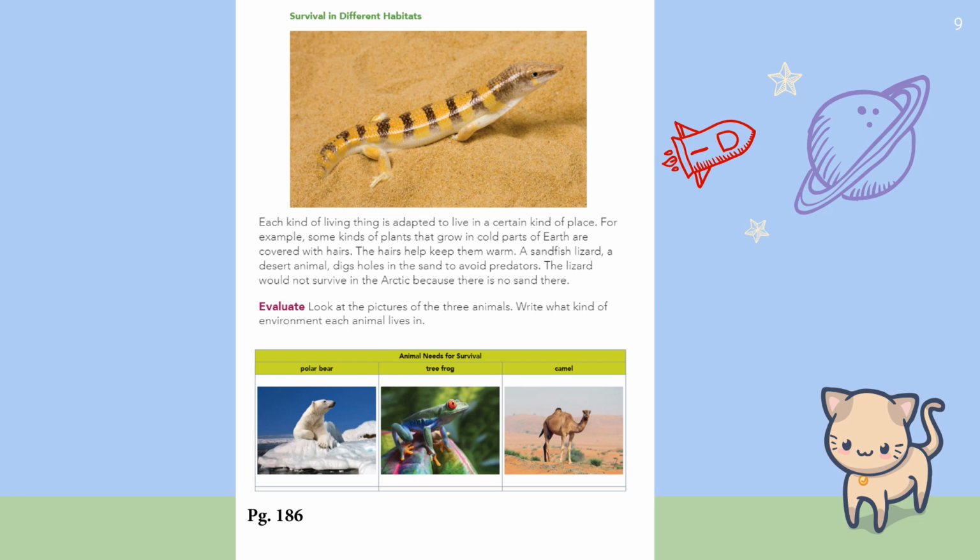And then over here we have a camel. The camel's environment is also very different from the polar bear and the tree frogs. The camel, that looks like a desert. Do you think that the camel and the sandfish lizard might live in the same environments?